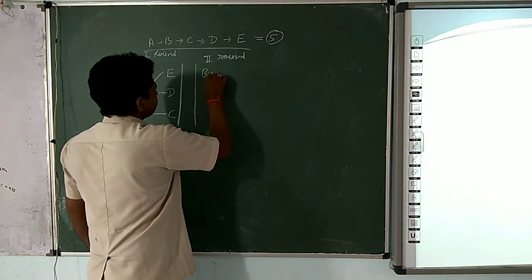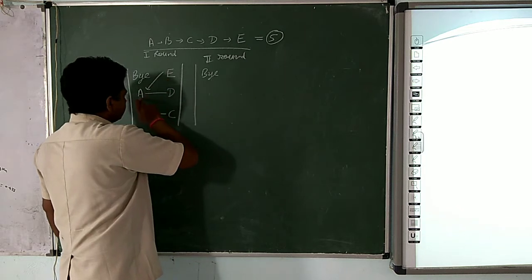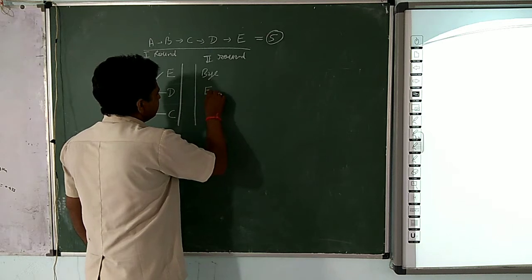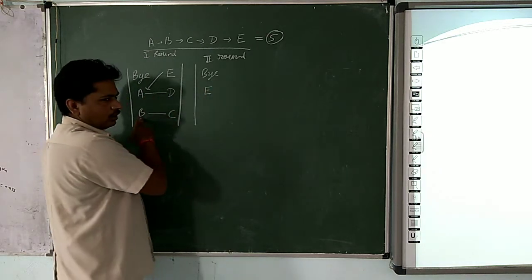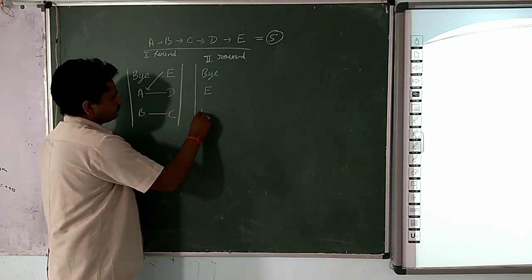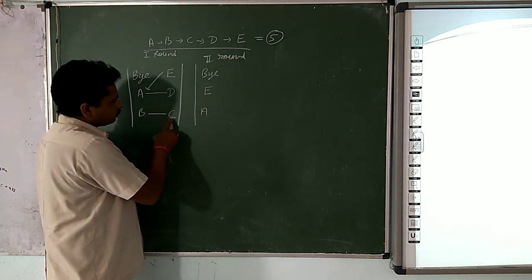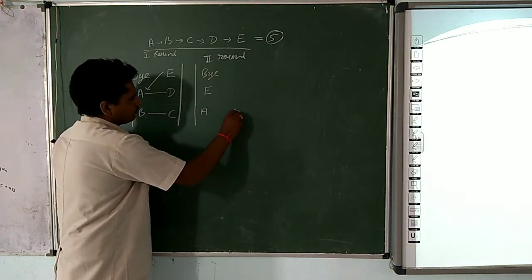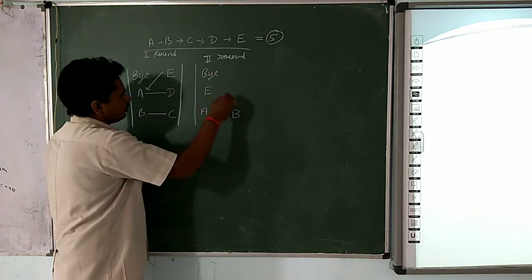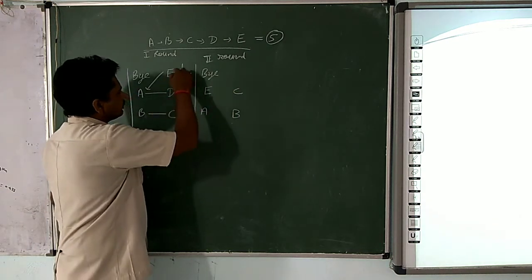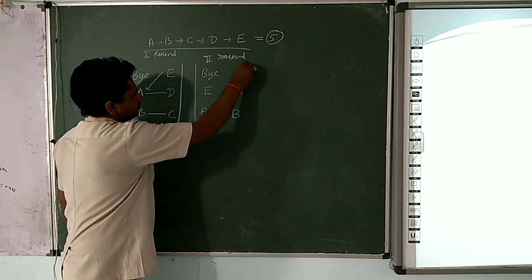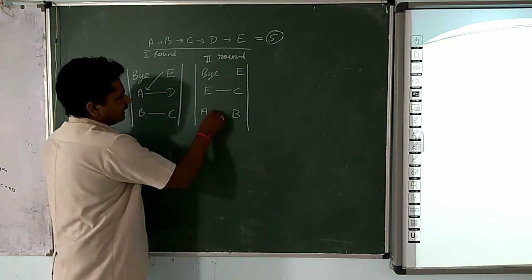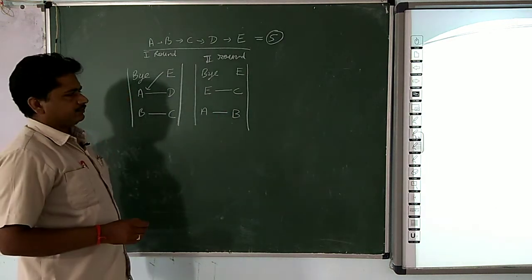the bye should be placed at its place, and now E gets the place of A. So here it becomes E, and A gets the place of B. B shifted to the place of C, and C shifted to the place of D, and D shifted to the place of E. So in the second round, E plays a match with C and A plays a match with B.